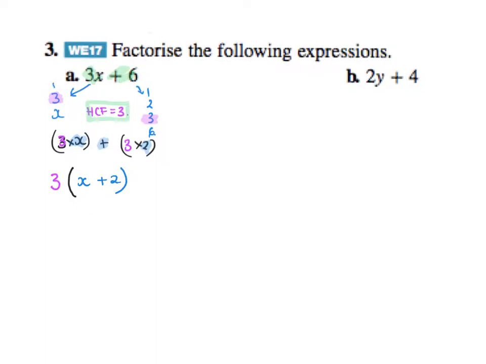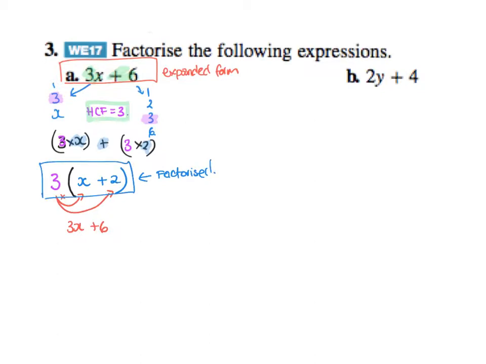So just to double check that, if we expanded this out, we should head back to the start, which we would, as 3 times x is 3x and 3 times 2 is 6. So you can see we've got back to the start question. So this is expanded form, and down here is factorized. Okay, so they asked me to factorize, so this is my factorized answer.